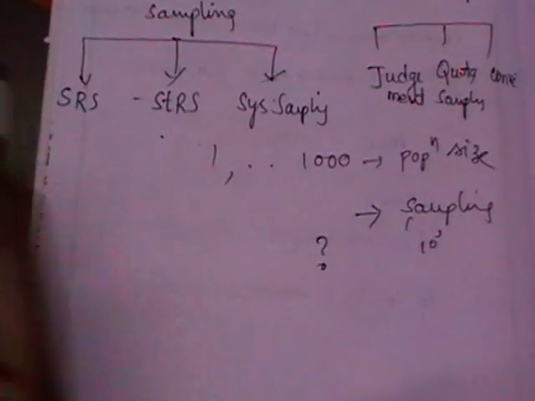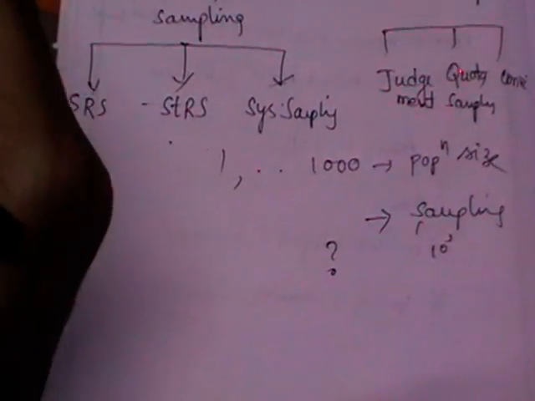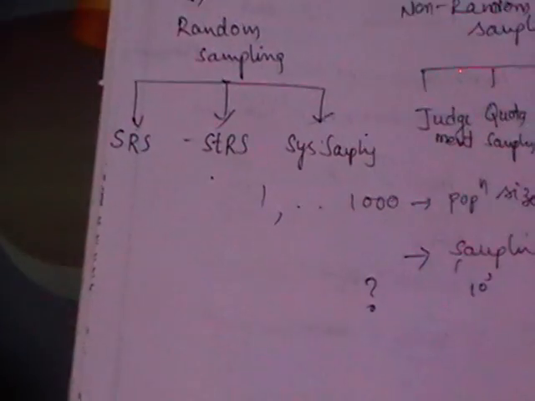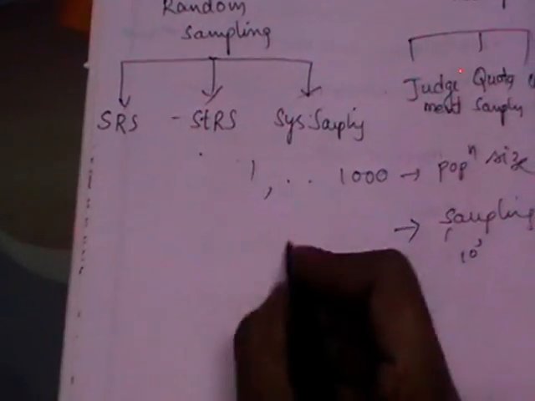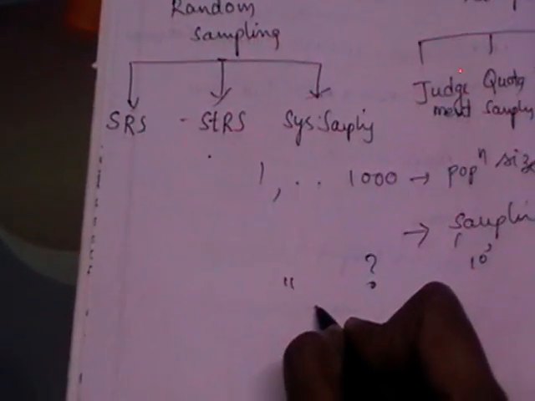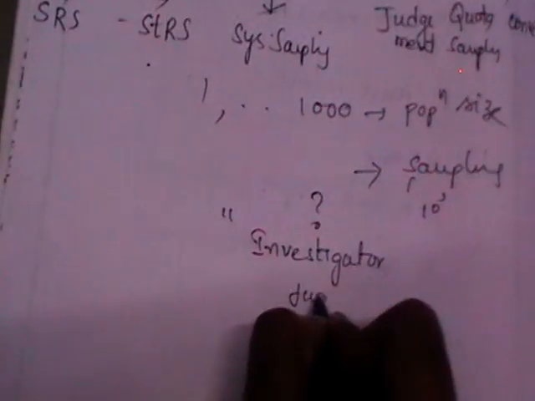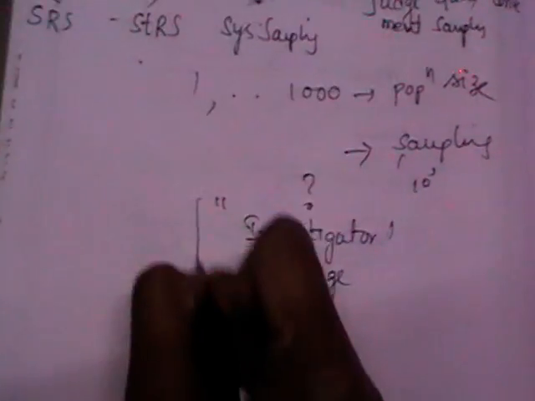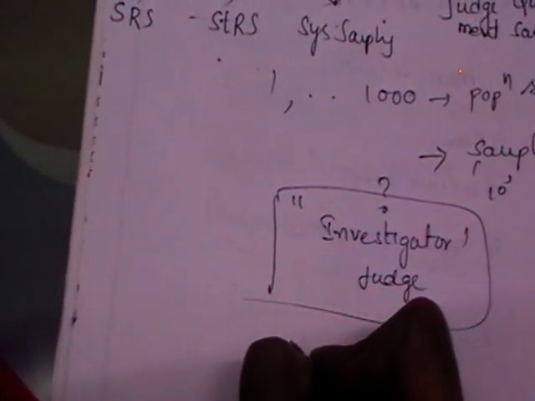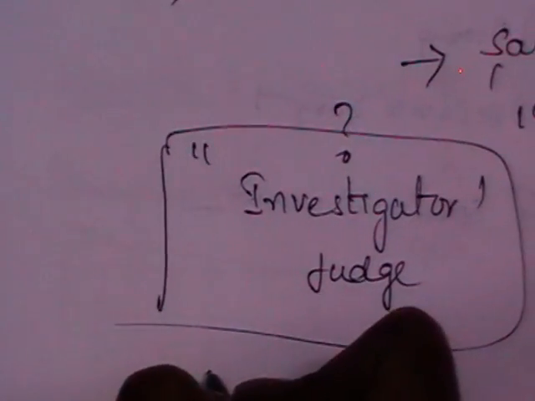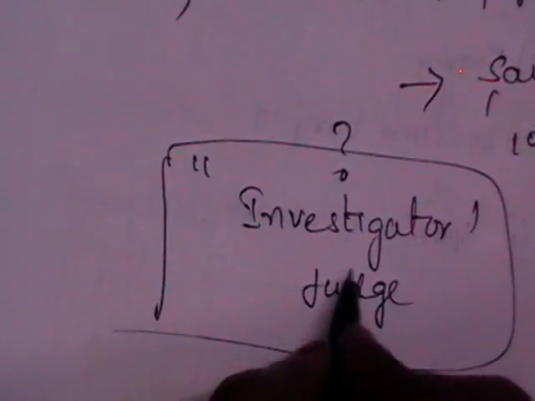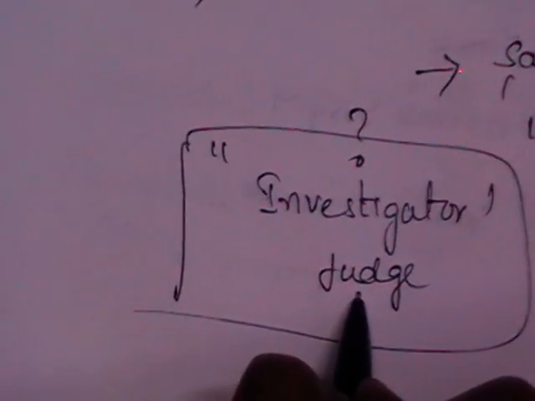As I said, we are using two words: investigator and respondent. The one who collects the data is called the investigator, or judge. Under judgment sampling, one of the non-random sampling techniques, if the opinion of the judge is concerned, we use that as judgment sampling.